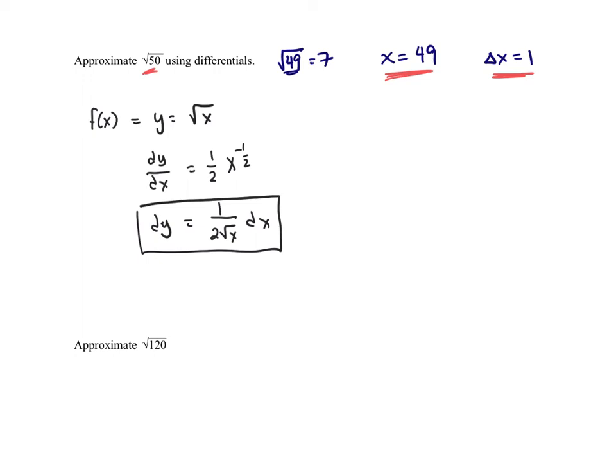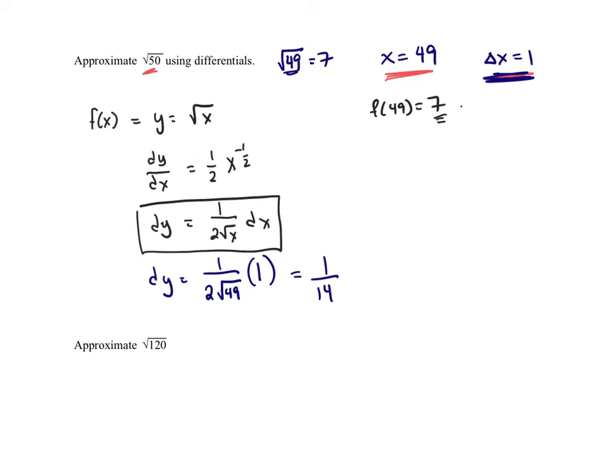Well, if I take f of 49, the function value at 49 is 7. So now, if I want to approximate what is f of 50, all I want to do is figure out how much I have to add on to this 7 to get to the square root of 50. Well, I can approximate that change with dy. So if I put in the square root of 49, because my x value is 49, and my differential is 1, because I'm going up 1 unit to go from 49 to 50, this is going to turn out to be 1/14, because the square root of 49 is 7, so 2 times 7 is 14.